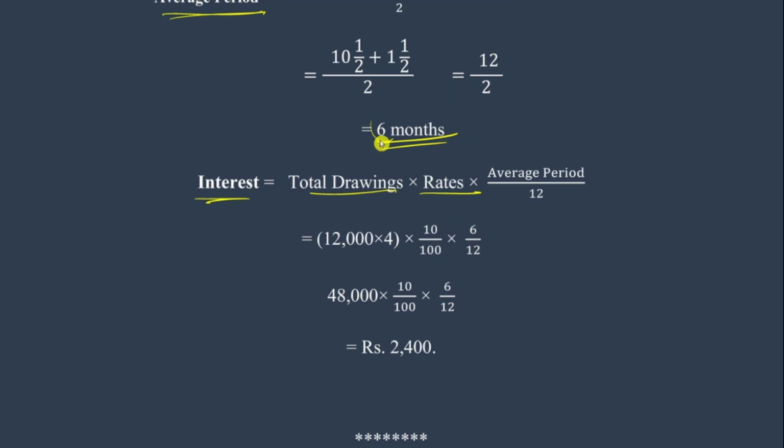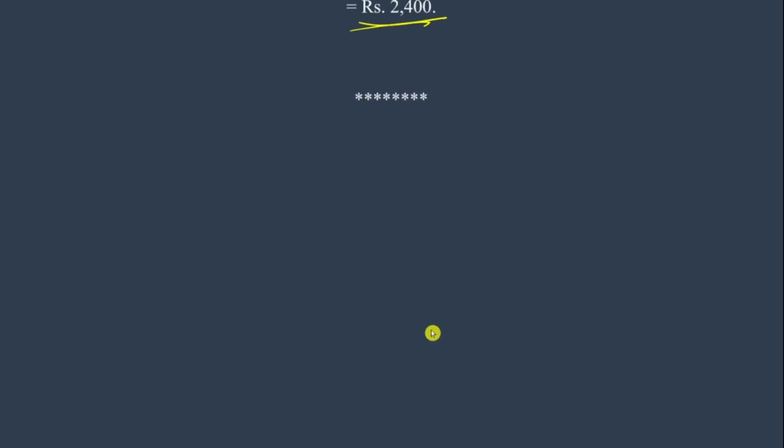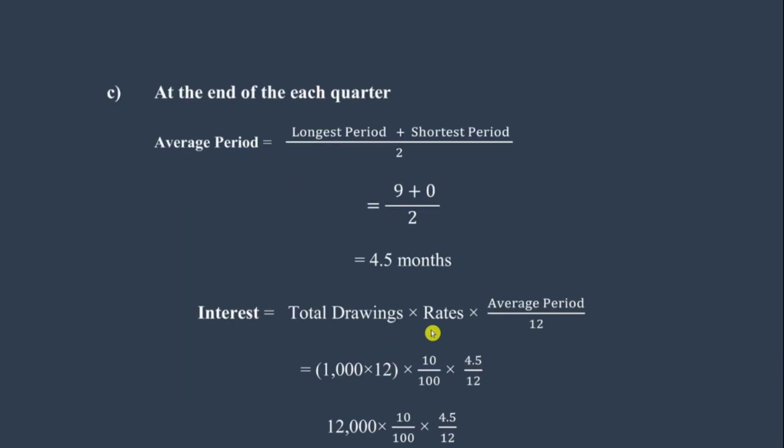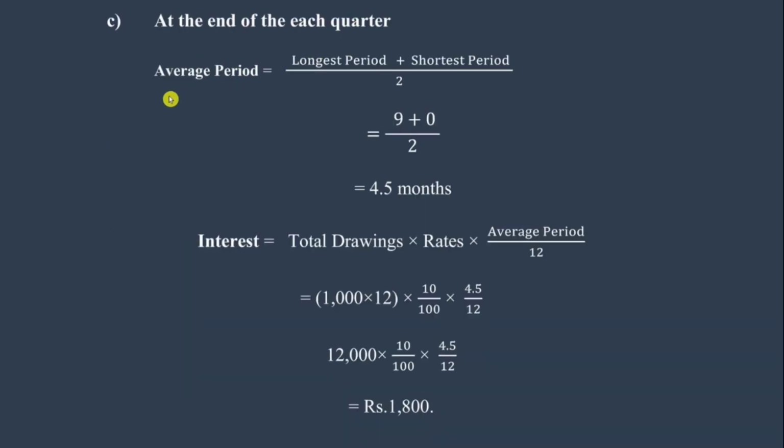So multiply by 4 quarters into 10% into 6. This 6 came from here, so 6 divided by 12. The 12 is in the formula. 12,000 into 4, that's 48,000, into 10 divided by 100, into 6 by 12. That is rupees 2,400. If you do this, the zeros cancel, and 48 into 10 into 6 divided by 12, so 2,400.